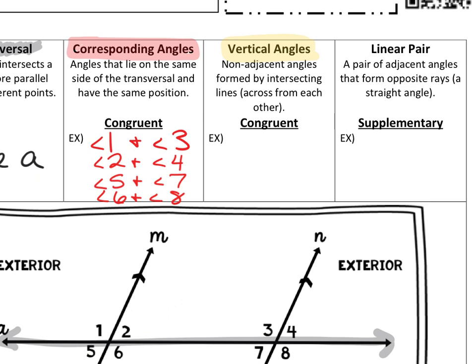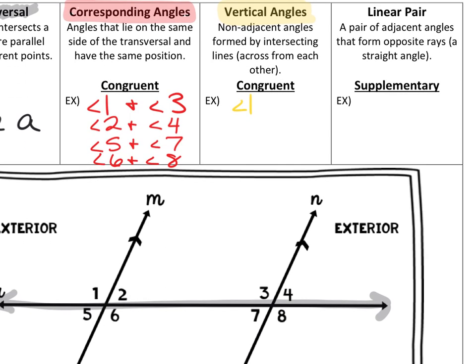So if we look for vertical angles, can y'all see the yellow that I just drew? Yes? Okay, I'm just making sure. If we look, what is vertical to angle 1 in our image? What's directly across from it, vertical to it? Angle 6. What's vertical to angle 2?